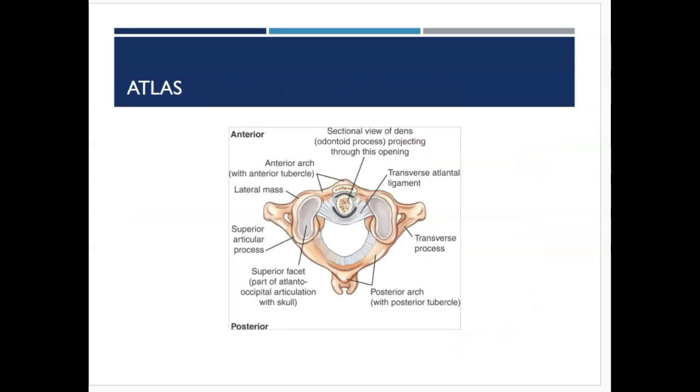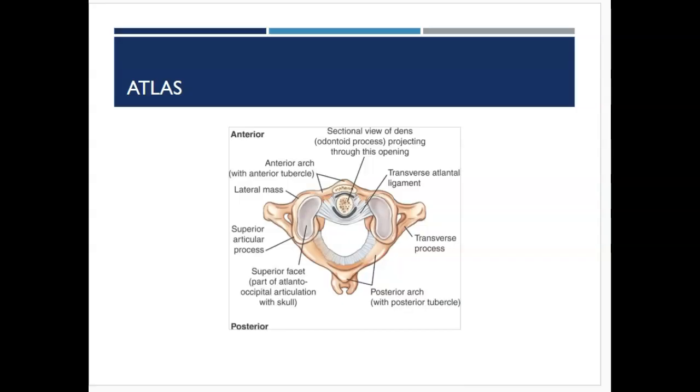So C1 is going to be named the atlas. It is a ring-like structure that has no body and no spinous process. It consists of an anterior arch and a posterior arch, 2 lateral masses, and 2 transverse processes. The arches extend between the lateral masses, and the ring formed by them is divided into anterior and posterior portions by a ligament called the transverse atlantal ligament.